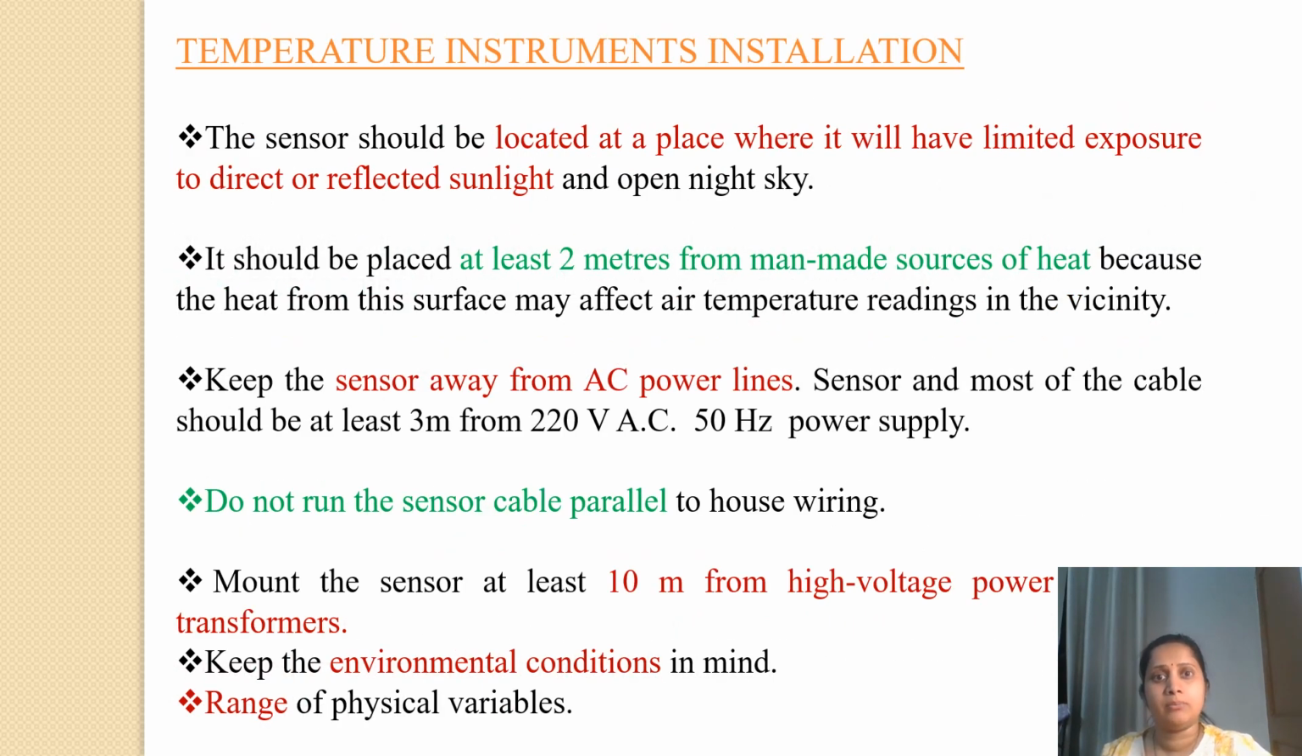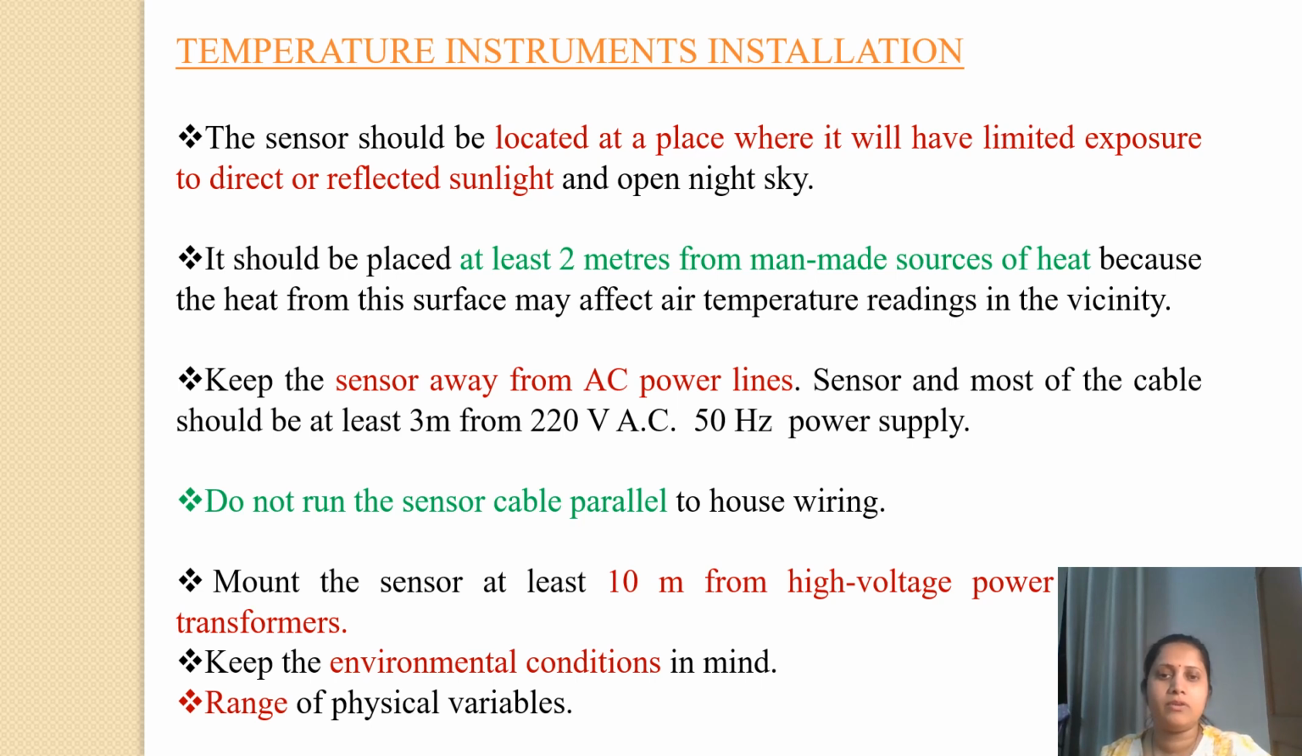So far as temperature instrument installation is considered, the appropriate sensor should be located at a place where it has limited exposure to direct or reflected sunlight. You can say that external temperature cannot be sensed by the sensor. It should be placed at least 2 meters from man-made sources of heat, so that radiation etc. cannot affect the sensors.